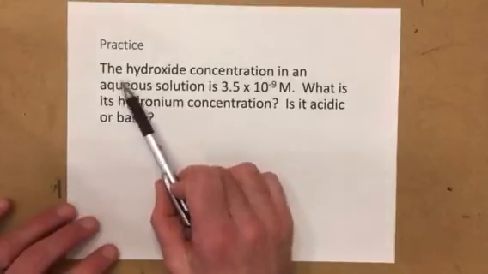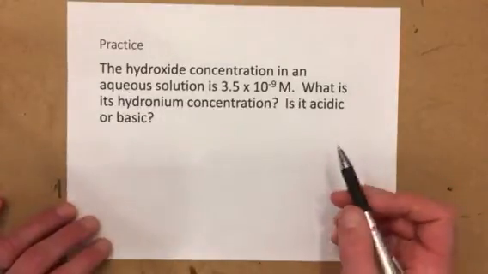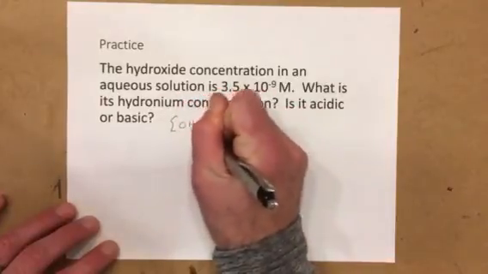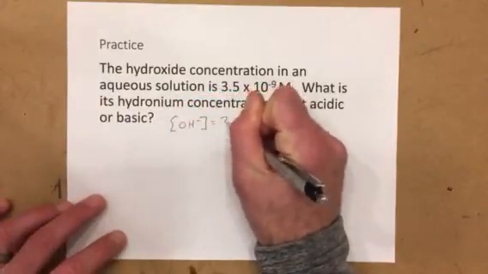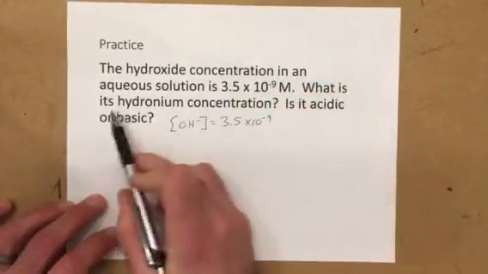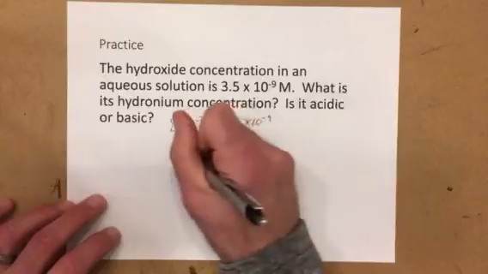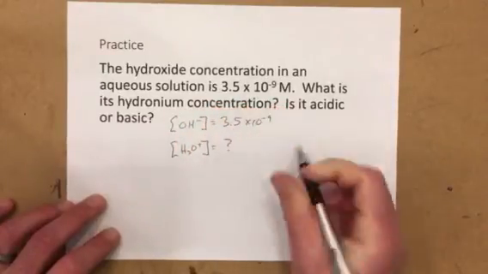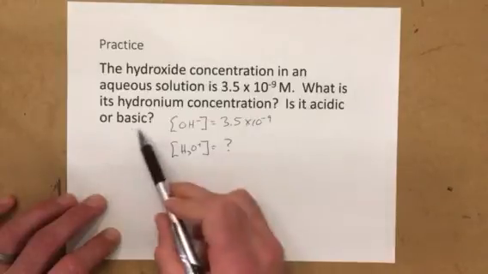So here's an example. The hydroxide concentration in an aqueous solution is 3.5 times 10 to the negative 9. So we have a hydroxide concentration of 3.5 times 10 to the negative 9. What is the hydronium concentration? So we want to find H3O plus. And then we want to know, is it acidic or basic?